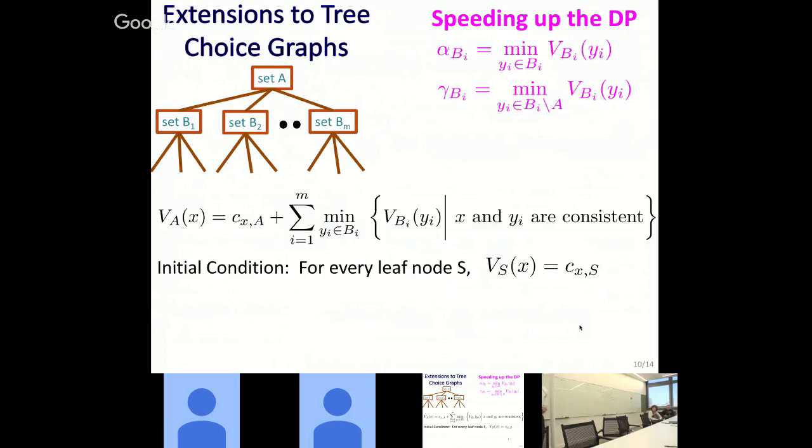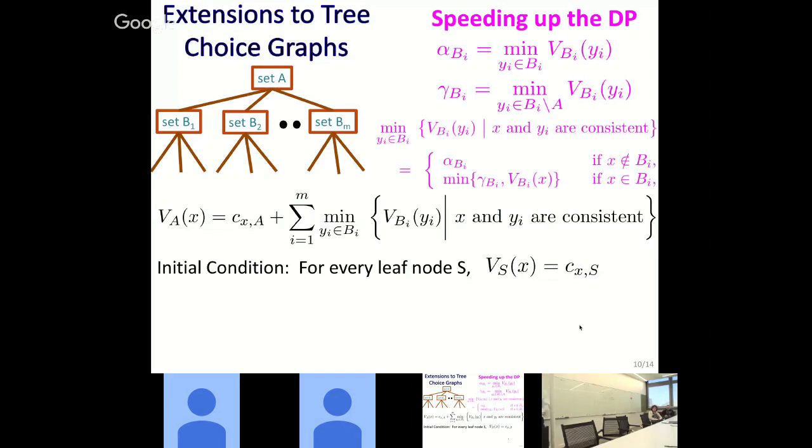And gamma bi is the same thing, but you exclude those elements that are in A, in the parent node. Now, computing this requires big O of n, little n, the number of properties; you have to search through all of them. But you're going to do it only once. You never have to do this again.